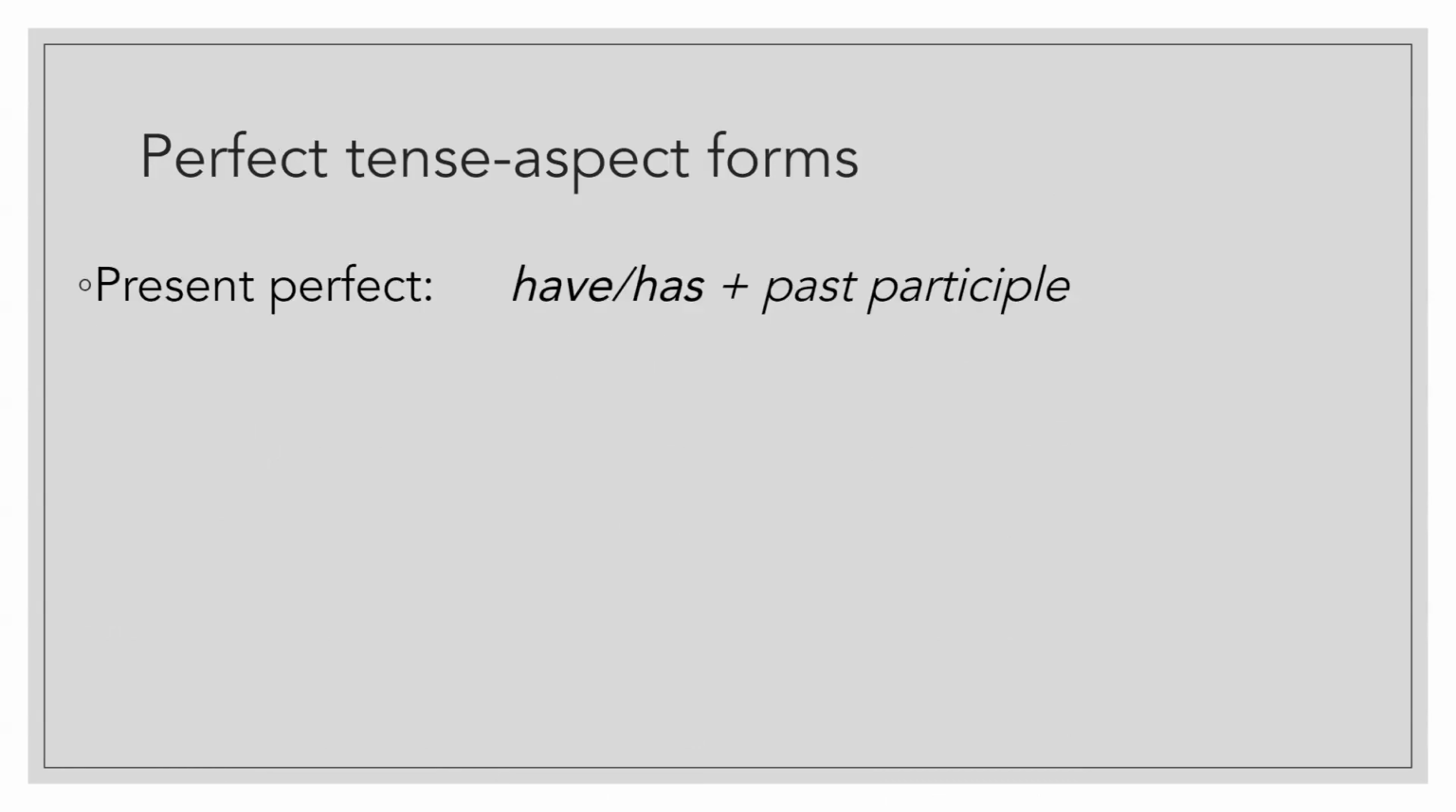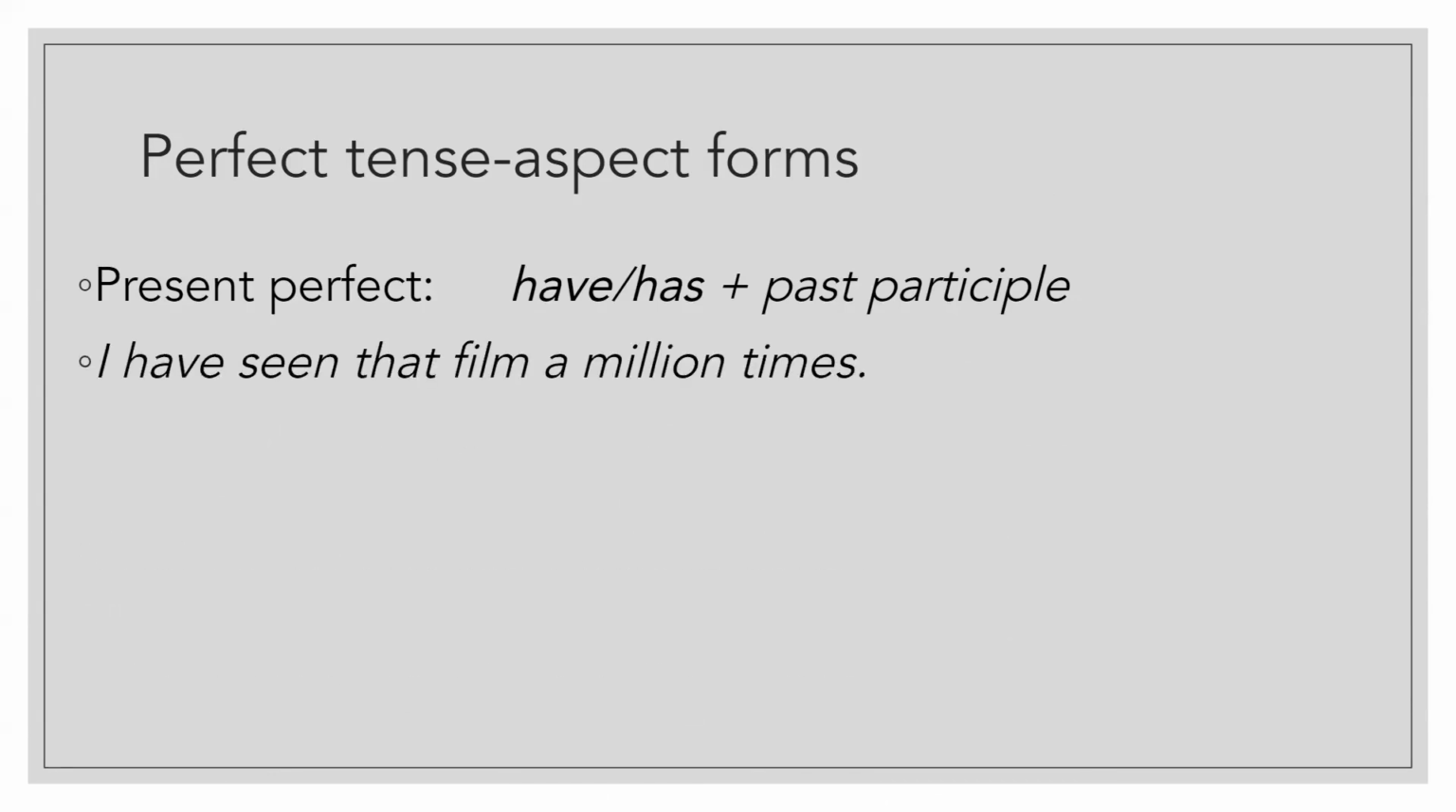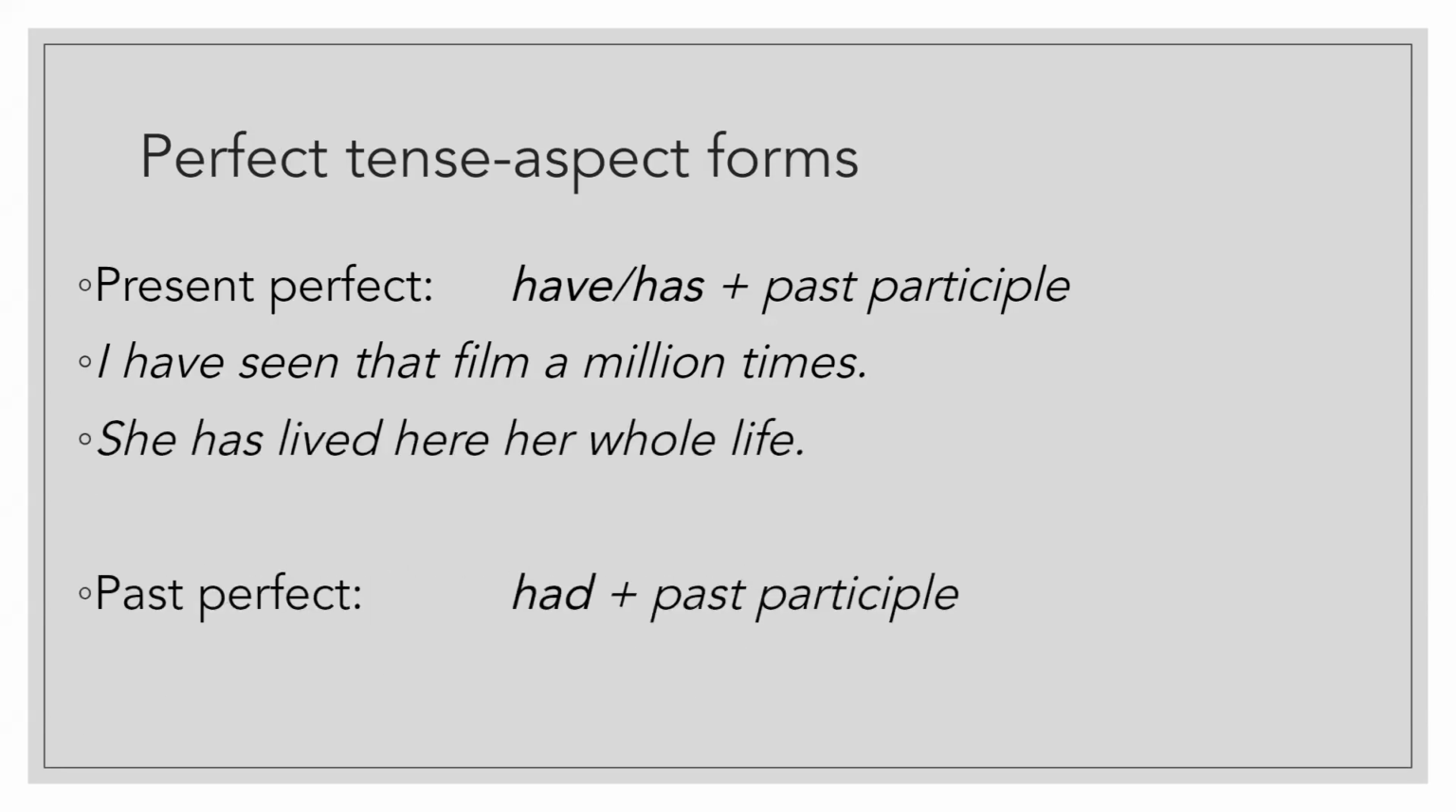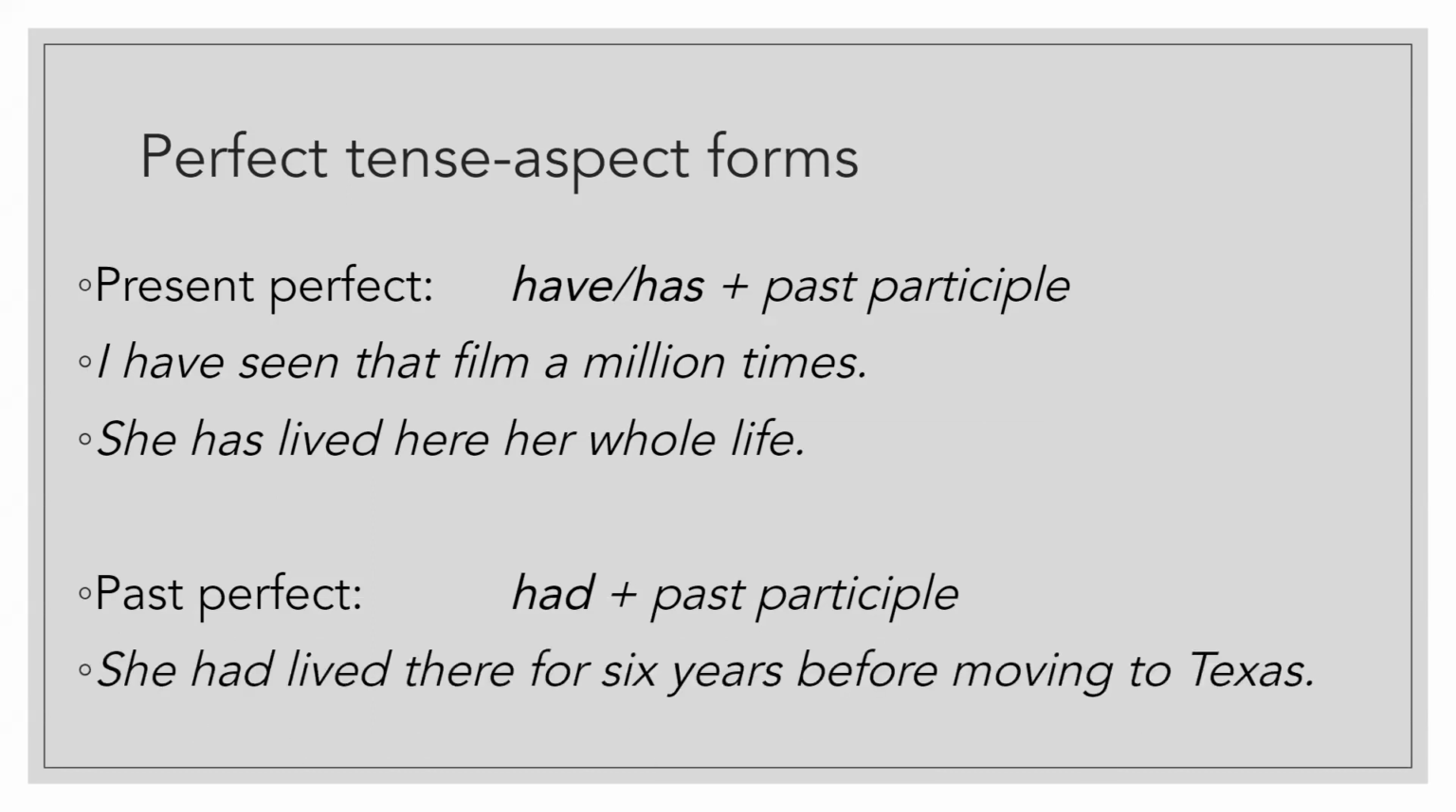Okay? Present perfect has a form of have, either have or has, with the past participle. I have seen that film a million times. She has lived here her whole life. For past perfect, it'll be the past of have, had, and the past participle. She had lived there for 6 years. Okay. Those are the forms.